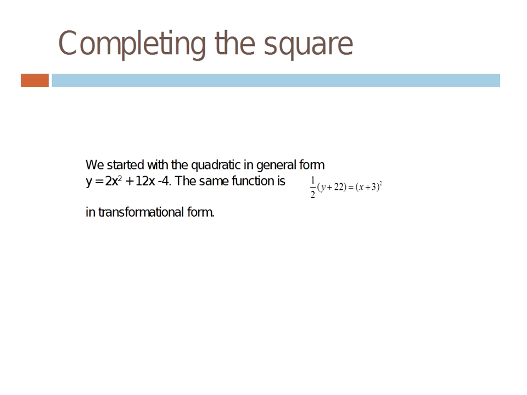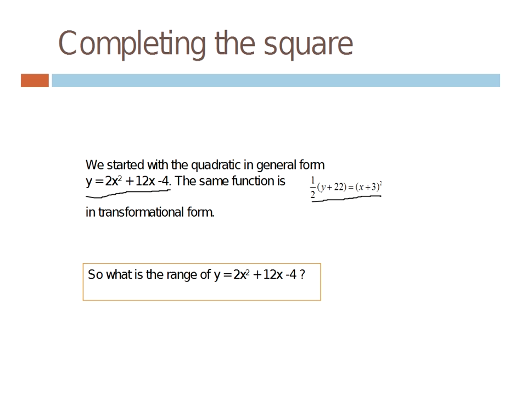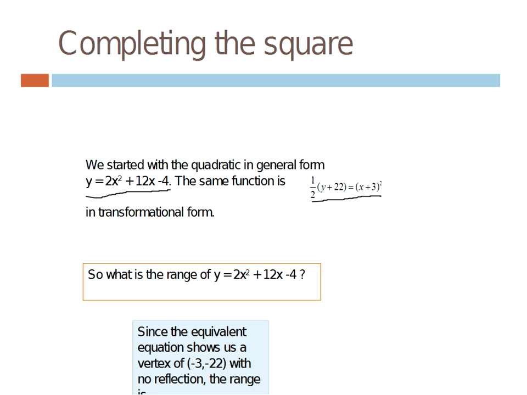So these two forms give us the same information. Here's the general equation, general form. Here's the exact same equation in transformational form. So if I asked you what is the range of this, well, again, you couldn't necessarily answer that by looking at the general form. But now we know from the equivalent form that the vertex is -3, -22, and we see that it's not reflected as we have here. And so what happens here is that we have a range of y contained in -22 to infinity.